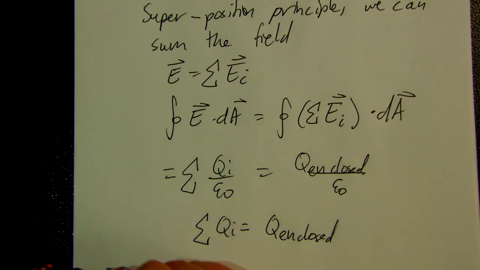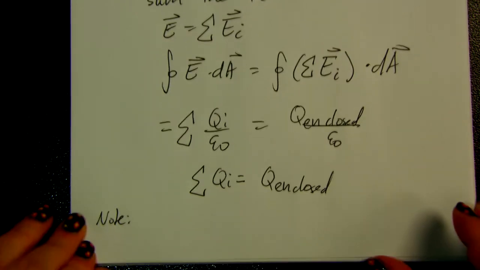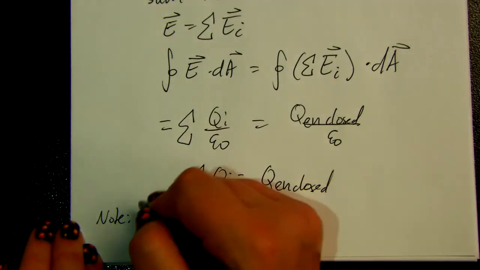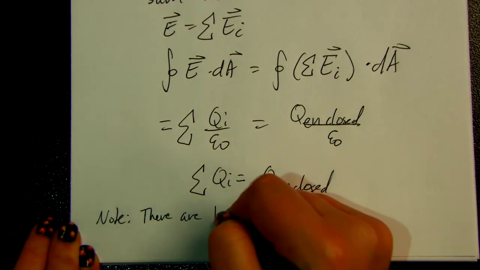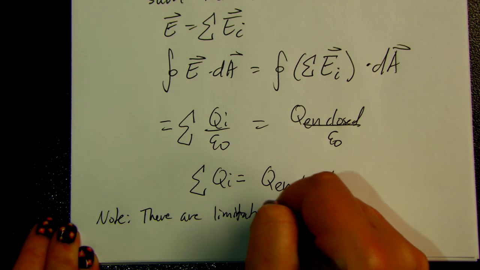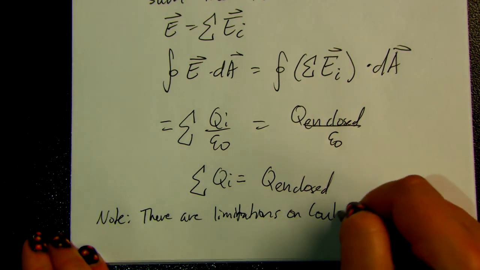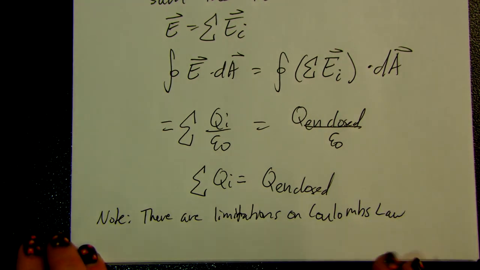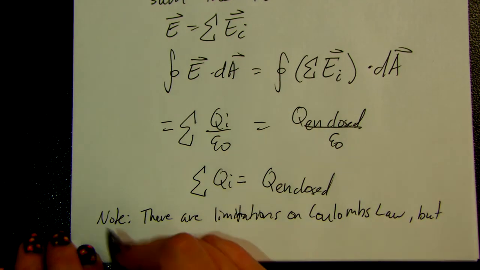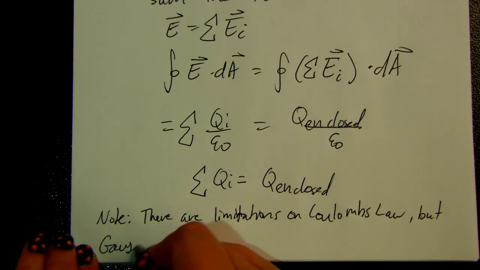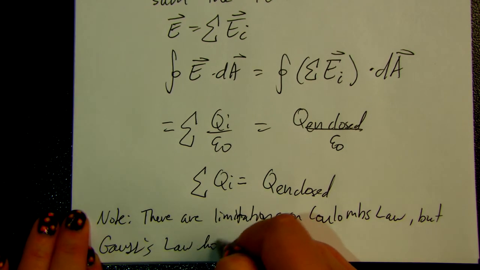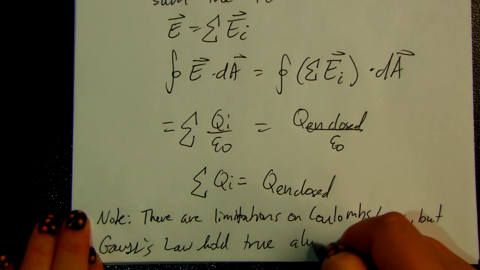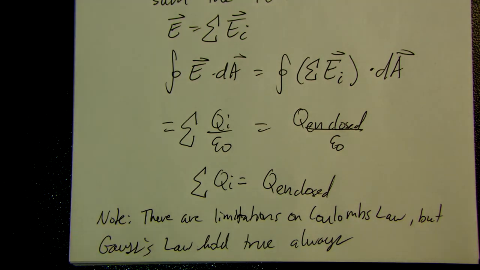So one important note about the differences between Gauss's law and Coulomb's law. There are limitations on Coulomb's law, which we kind of hinted at earlier. It's still a very powerful law, and sometimes it's the easiest way to solve something. But Gauss's law holds true always. You can use it in any situation. It's just that some situations are harder to calculate than others, but you can always use it.